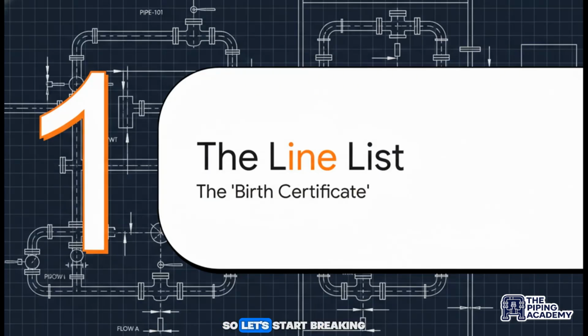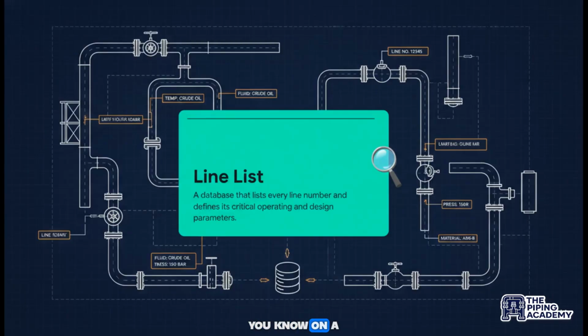All right, so let's start breaking down that DNA, shall we? First up, we've got the line list. I like to think of this as the birth certificate for every pipe. On a major refinery project, you could be dealing with over 50,000 individual pipes. I mean, just think about that number. Managing all of that requires a massive database, and that's exactly what the line list is. It is, for all intents and purposes, the birth certificate for every single piece of pipe in the facility.